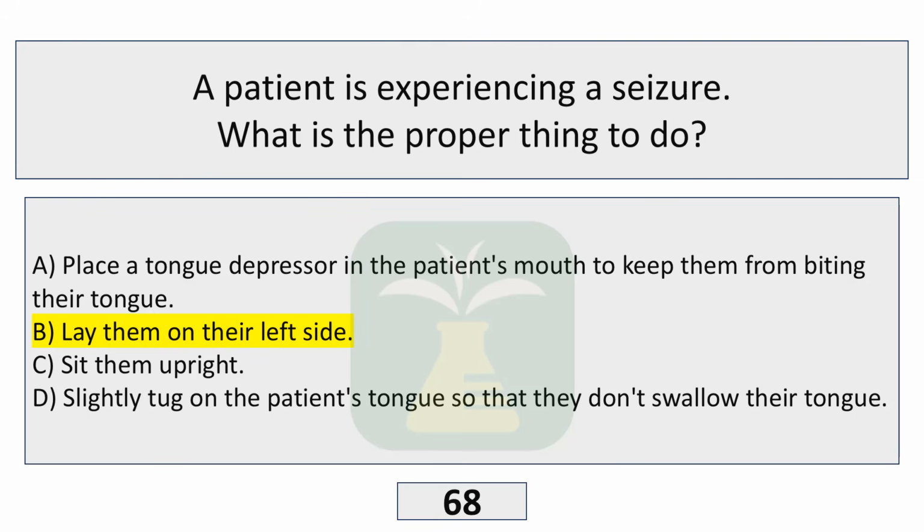Correct answer, B. Lay them on their left side. Nothing should ever be placed in the mouth of a patient having a seizure. This can cause injury to the patient's mouth, jaw, or teeth. A patient cannot swallow their tongue. The patient should be placed on their left side to prevent aspiration.